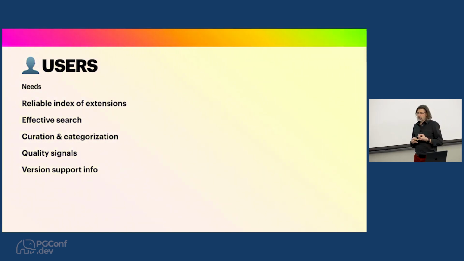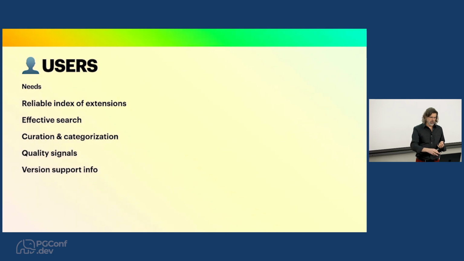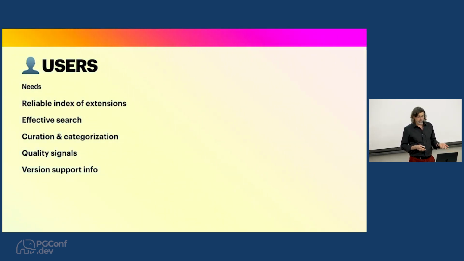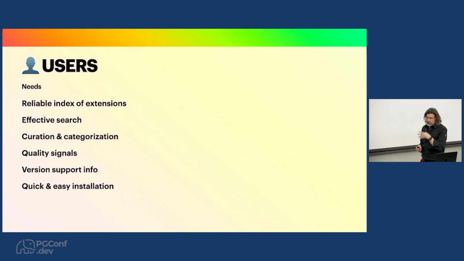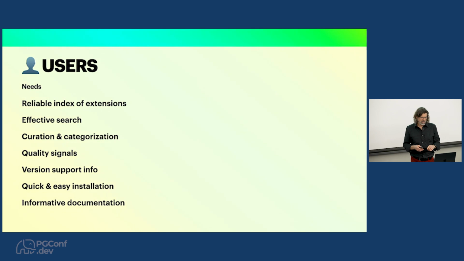The version support info, so when they're looking it up, they can say, okay, this one supports Postgres 13 through 16, but I'm using 12 and I'm upgrading to 17, so maybe then you know that it's not available for your use, or not available yet. Quick and easy installation, because they just want to be able to download something, install it, and get started with it without this whole compile, install, configure process. And informative documentation to really help them understand what this extension is, what it's for, what the use cases are, how to use it, et cetera, et cetera.